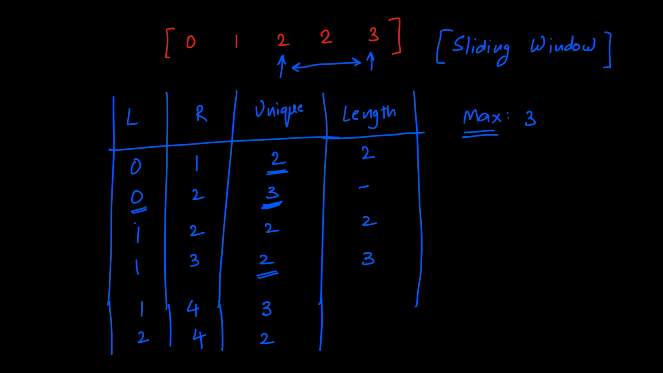Between these two values, the total number of unique fruits are 2, which matches the criteria, but the range or the size is 3, which is not greater than the current maximum. So we'll not replace any values here. Similarly, we'll try all possible combinations to increment our left and right pointer to see if we can get the maximum length of the subarray or the window.